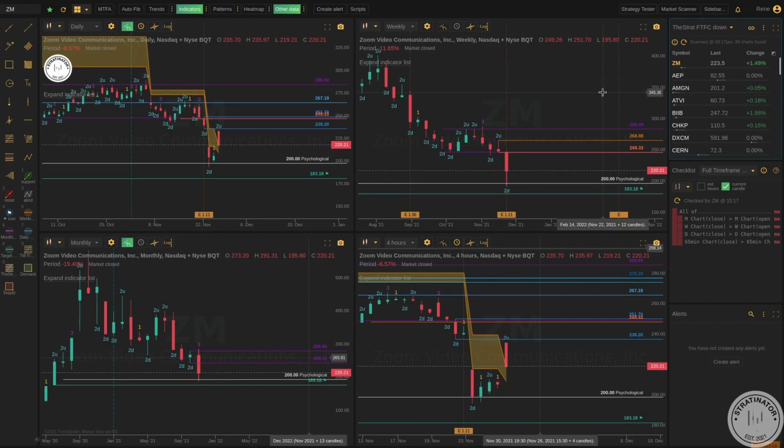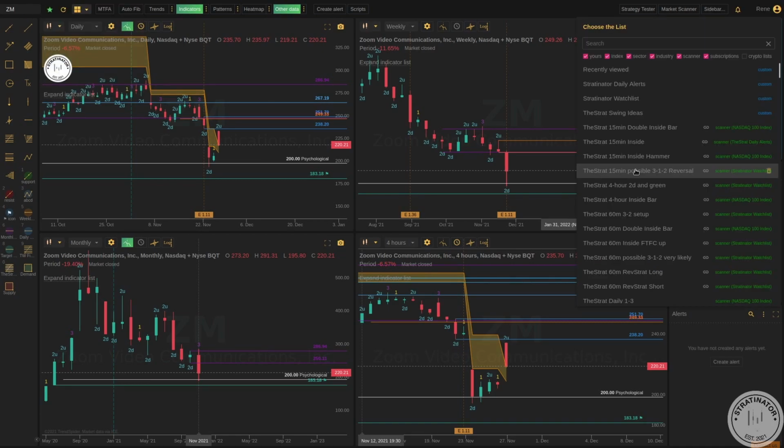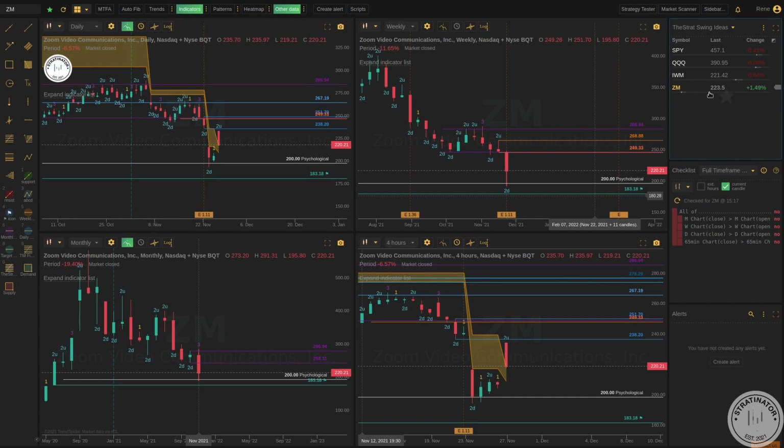So if I find a ticker that I want to trade into the next week or as a swing trade, and it has time frame continuity to the downside, this is often a bearish trade, I can click on this above list and add it to my swing ideas list. And if I have found 4 to 6 tickers from different scanners, I start to chart them. As you see, I have Zoom in this list now.